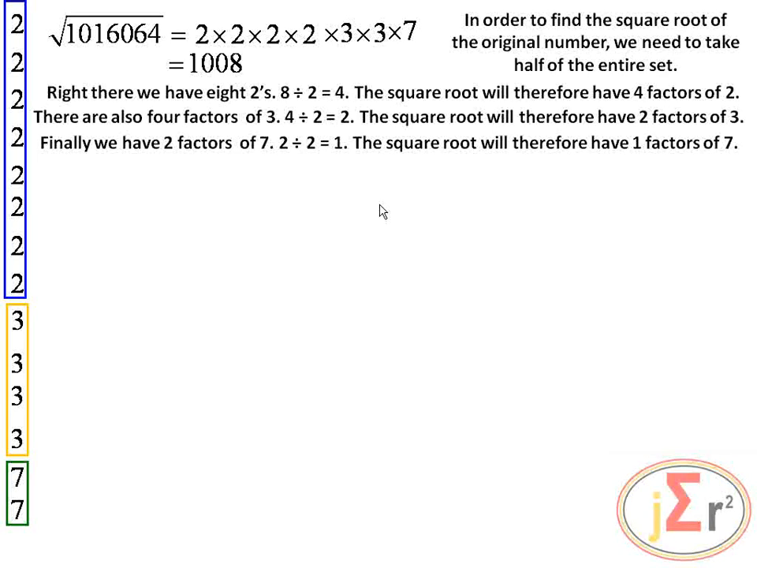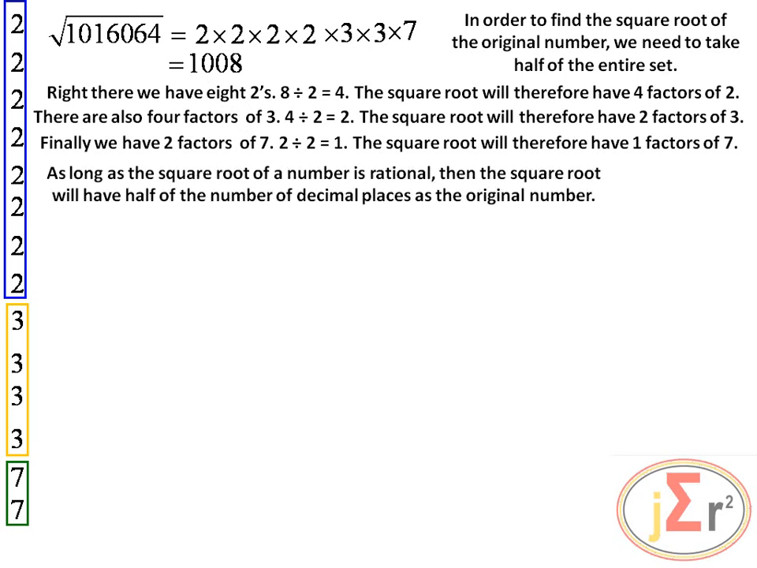When we multiply those, the result is 1008. As long as the square root of a number is rational, then the square root will have half of the number of decimal places as the original number. The original number, can you remember what the original number was?